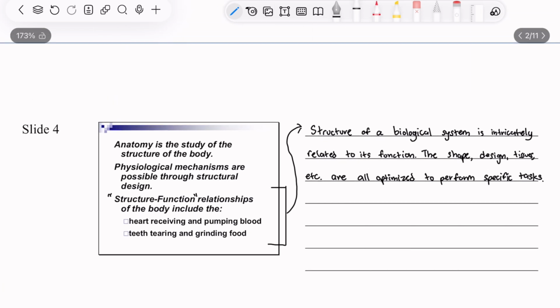Anatomy is the study of the structure of the body. The physiological mechanisms are possible through these structural designs. So the structure function relationships of the body include the heart receiving and pumping blood, or teeth tearing and grinding food. What structure function basically means is that the structure of a biological system is intricately related to its function. The shape, design, tissues, etc. are all optimized to perform specific tasks.